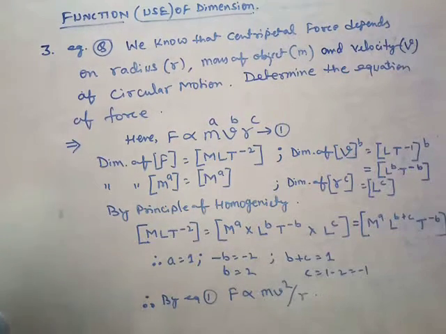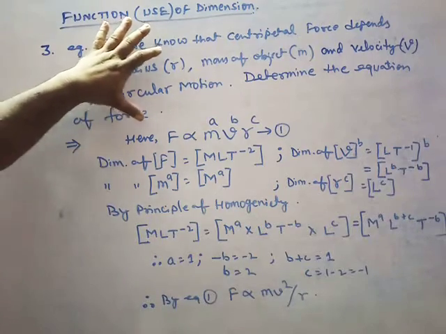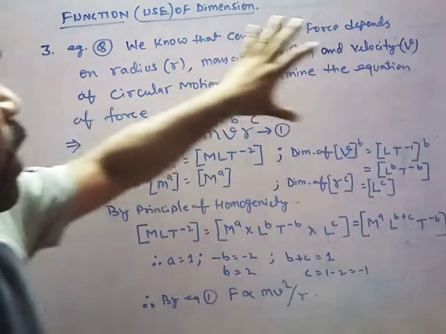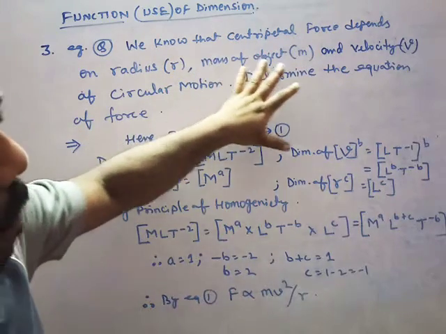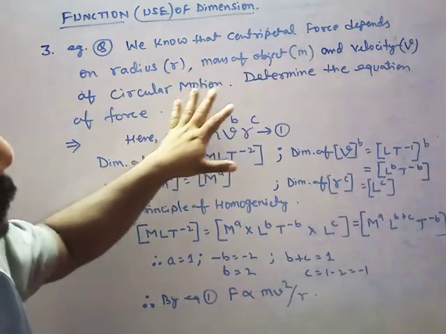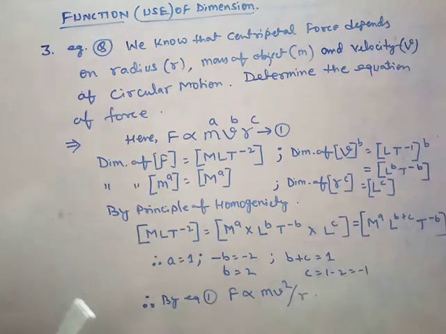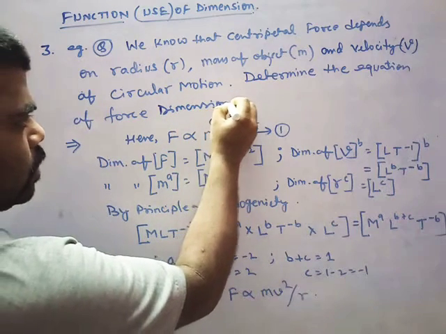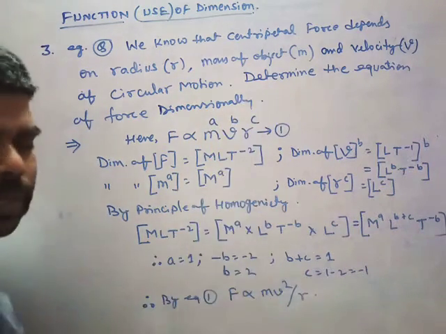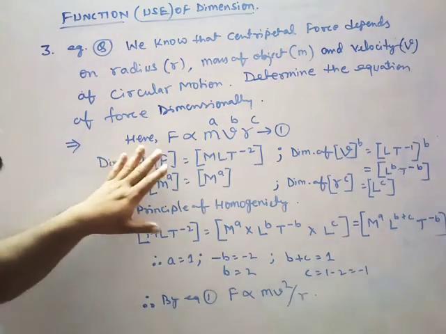In the third function, देखो यहाँ पे once again here we take one example. Example is that we know that centripetal force depends on radius, mass and velocity of circular motion. Determine the equation of force. Definitely I will write here dimensional. So जब भी dimensional में पूछेंगे तो हम लोग dimension से solve करना है इसको, ठीक है ना. So look at here how we write.